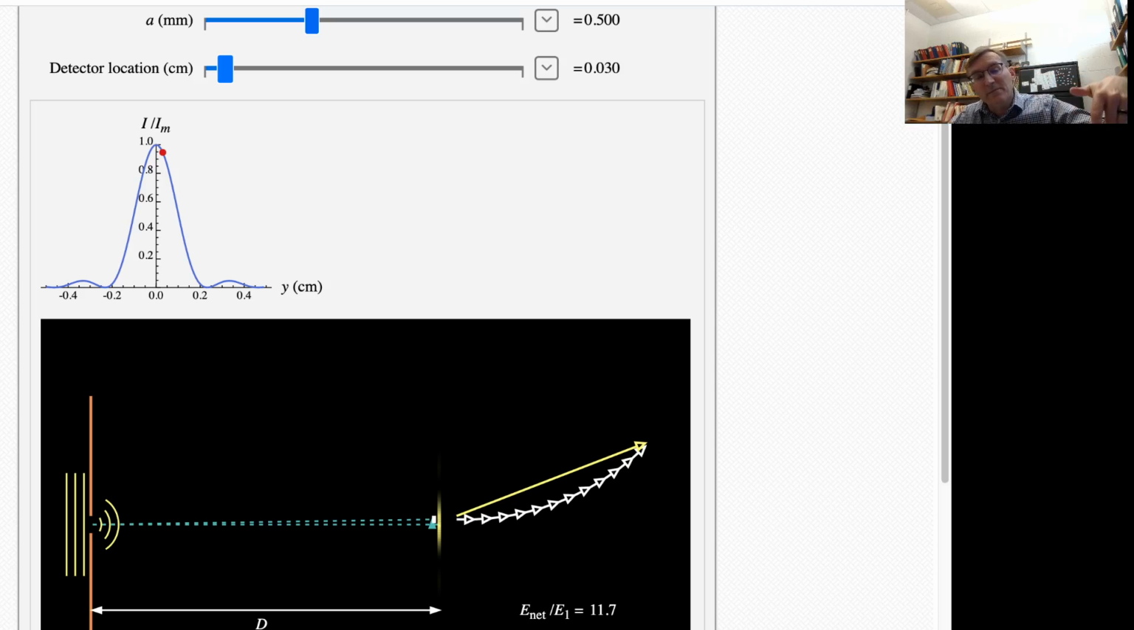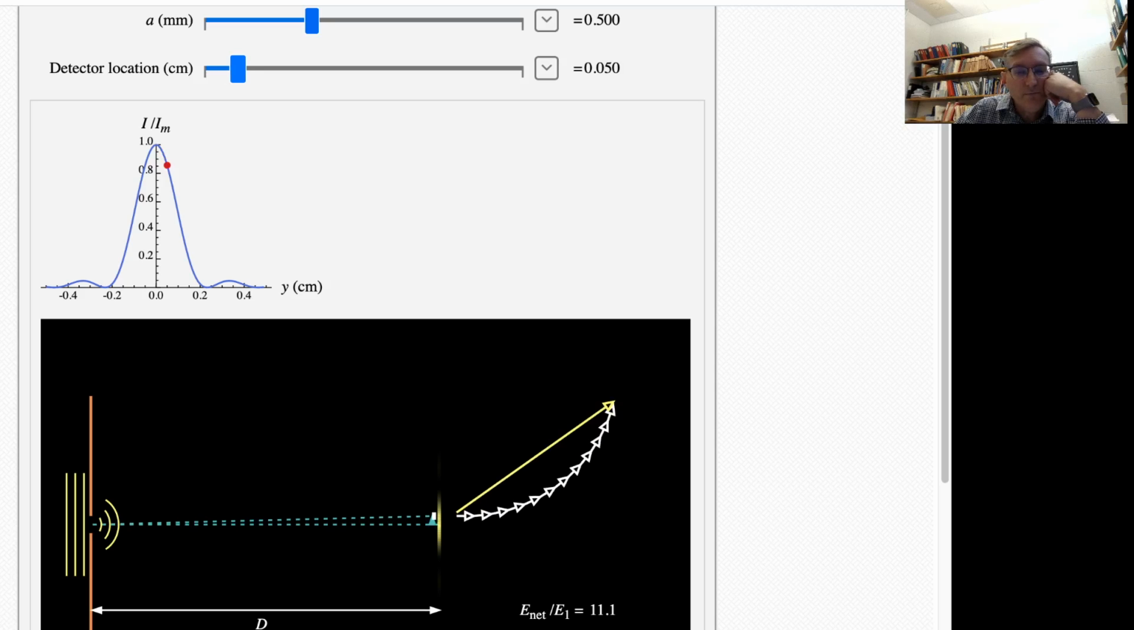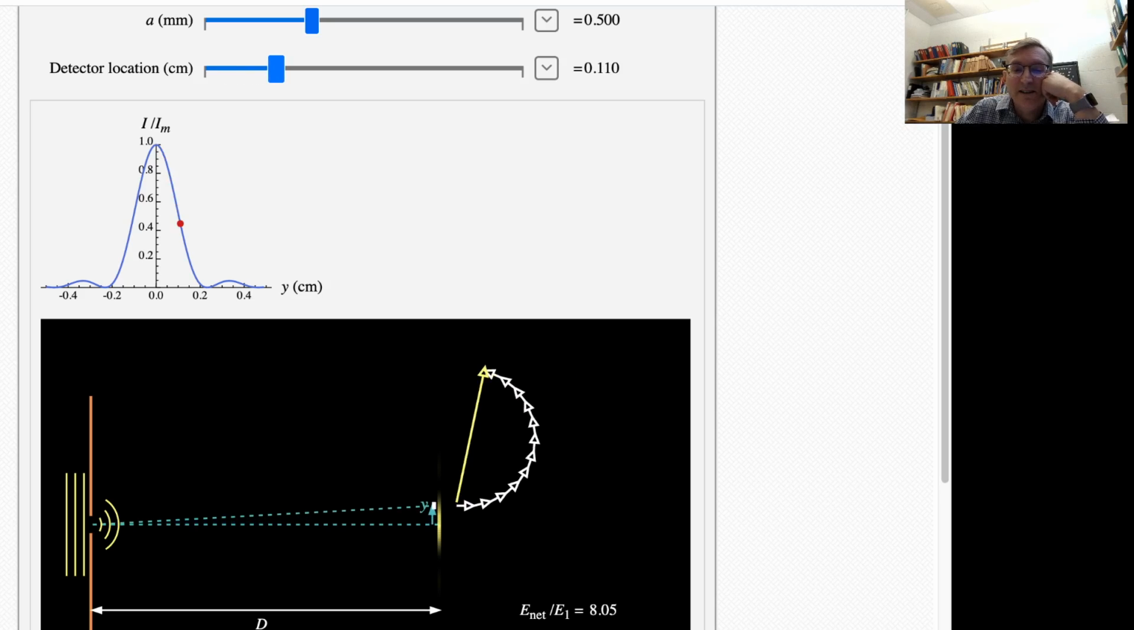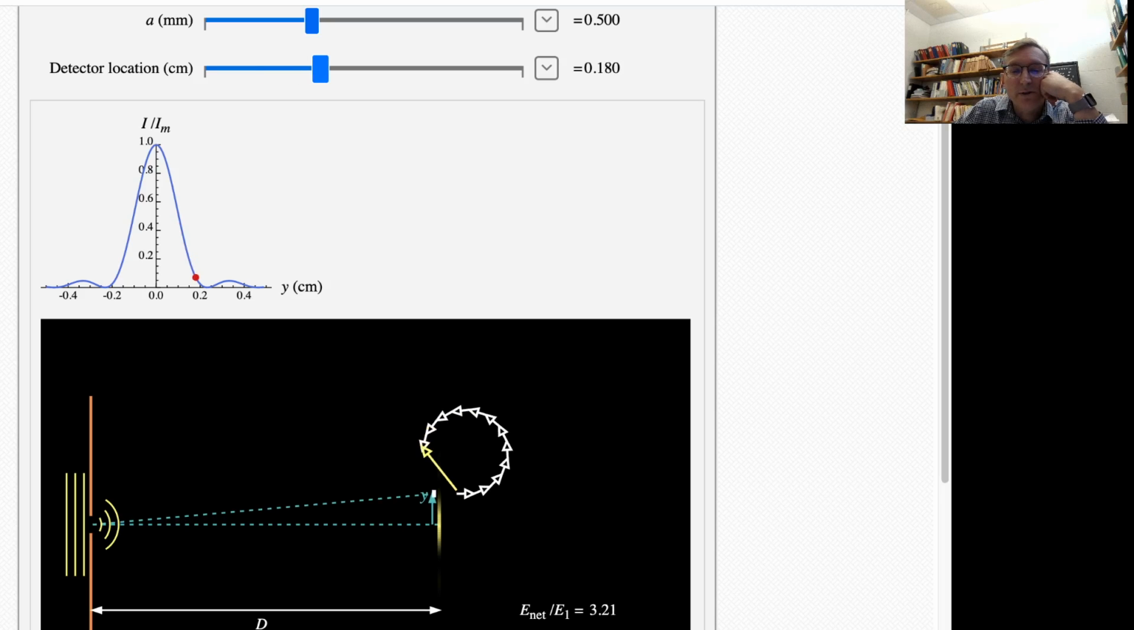And then the net phasor goes from the tail of the first to the tip of the last, and it tells you how big that is. E net over E1, E1 is the length of any one phasor, is less than the 12 that it was at the central maximum. And if I go higher up, we get even more curvature. And the E net's getting smaller and smaller and smaller, so the intensity is getting less and less and less. And if I keep going with enough curvature, this chain will wrap around pretty much entirely on itself.